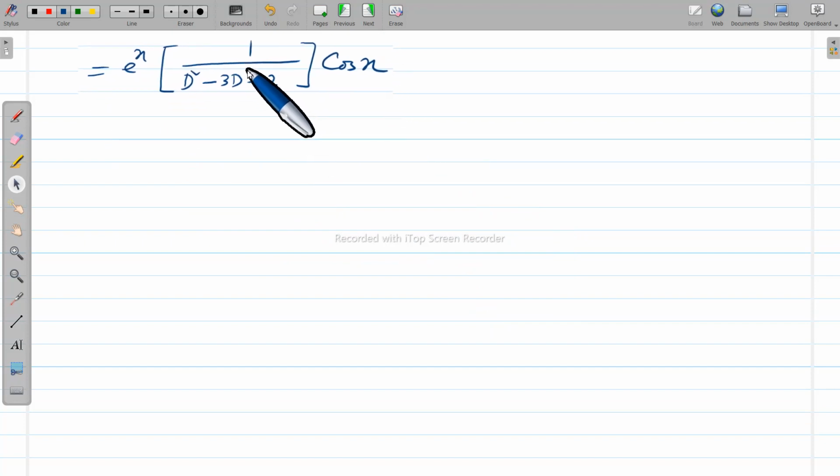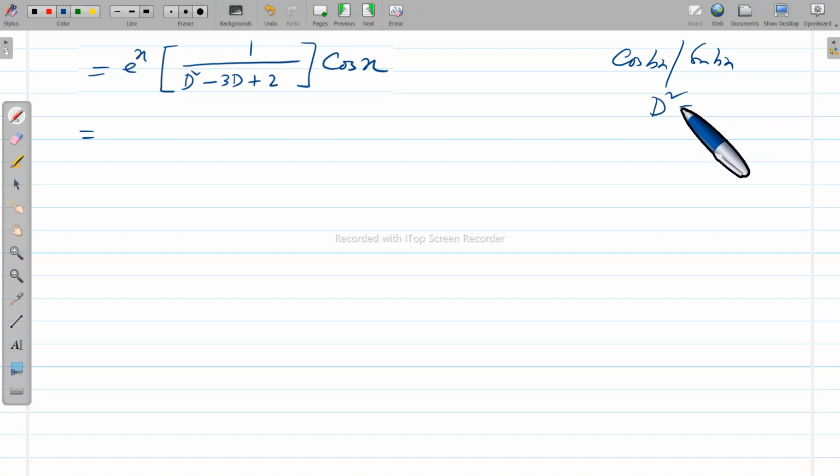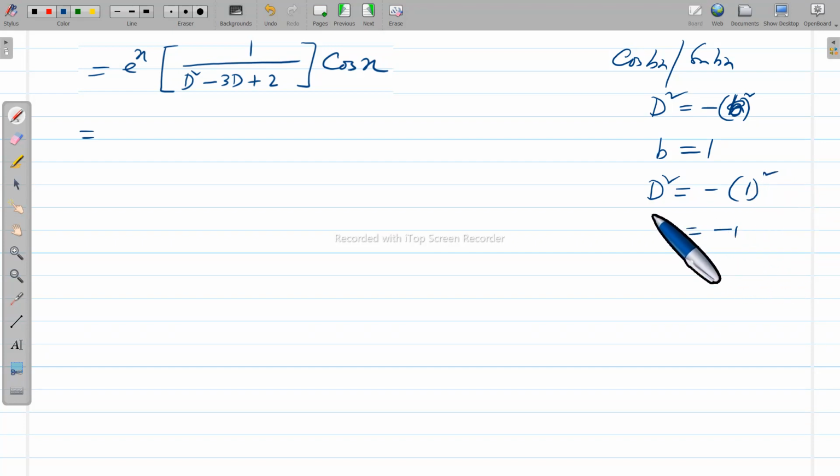Okay. Now, so from here, what is your process? If you have only sine cosine, suppose you have cos bx or sine bx, so in that situation, only one formula you have, d square is equal to minus b square. Clear? This is the formula. So here, what is your b? What is b here? b is equal to 1. So ultimately all d square should be replaced by minus 1 whole square, ultimately minus 1. Substitute here.